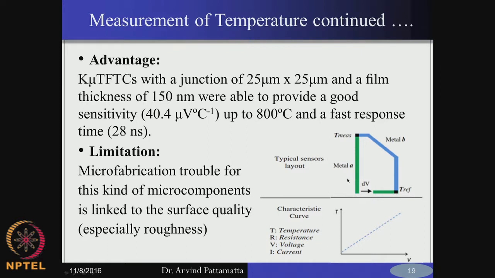You have two metals and you make a junction on one end, which is to be pasted on the sensing side, and the other is kept at a reference temperature. But the sensing side should have a bead, a junction which is of the order of maybe 25 microns or less, so this is where the challenge is. And also you have to select a material which gives a good sensitivity. This is measured by the Seebeck coefficient. That is the kind of voltage that you generate for a given temperature difference.